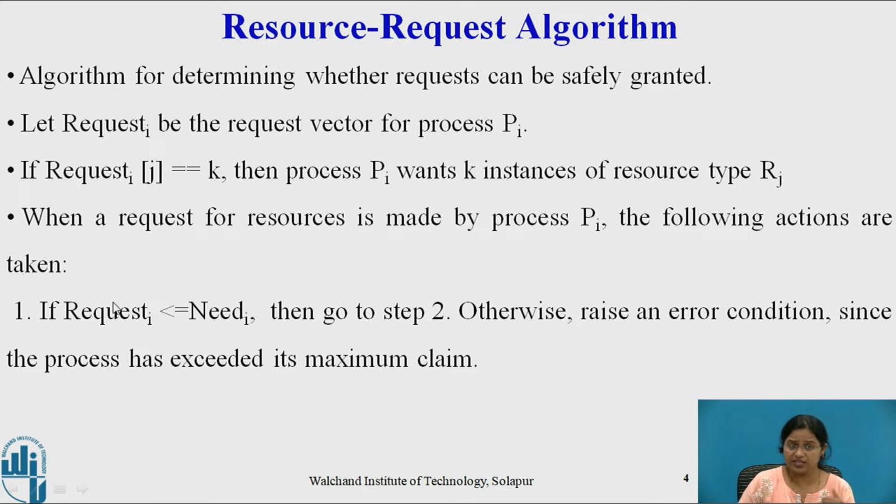It means if the request made by the process is not less than its need, the process is requesting more resources than it mentioned earlier. So the operating system has to raise an error condition. But if Request[i] is less than or equal to Need[i], then go to step 2.